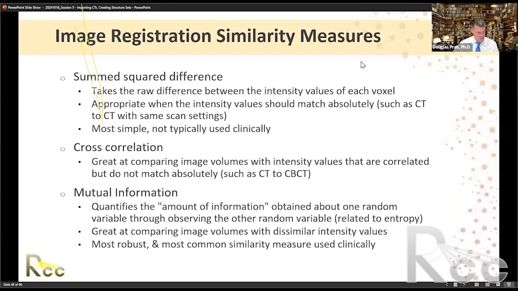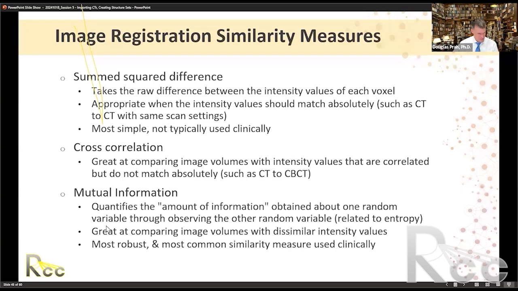Image registration similarity measures. So there's a sum squared difference. This takes the raw difference between the intensity value on each voxel. It's appropriate when the intensity value should match absolutely, such as a CT to CT with the same settings. It's the most simple. We typically don't use this one very often. There's the cross correlation. It's great at comparing image volumes with the intensity values that are correlated but do not match absolutely. This is a good one, like if you have an onboard cone beam system and you're trying to register a CT scan that you've acquired, this is good.